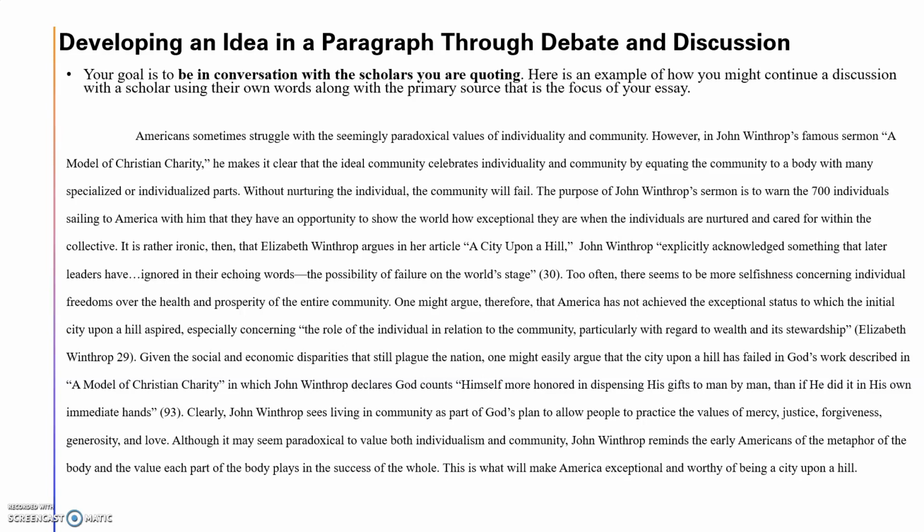Clearly, John Winthrop sees living in community as part of God's plan to allow people to practice the values of mercy, justice, forgiveness, generosity, and love. Although it may seem paradoxical to view both individualism and community, John Winthrop valued both individualism and community. John Winthrop reminds the early Americans of the metaphor of the body and the value each part of the body plays in the success of the whole. This is what will make America exceptional and worthy of being a city upon a hill.